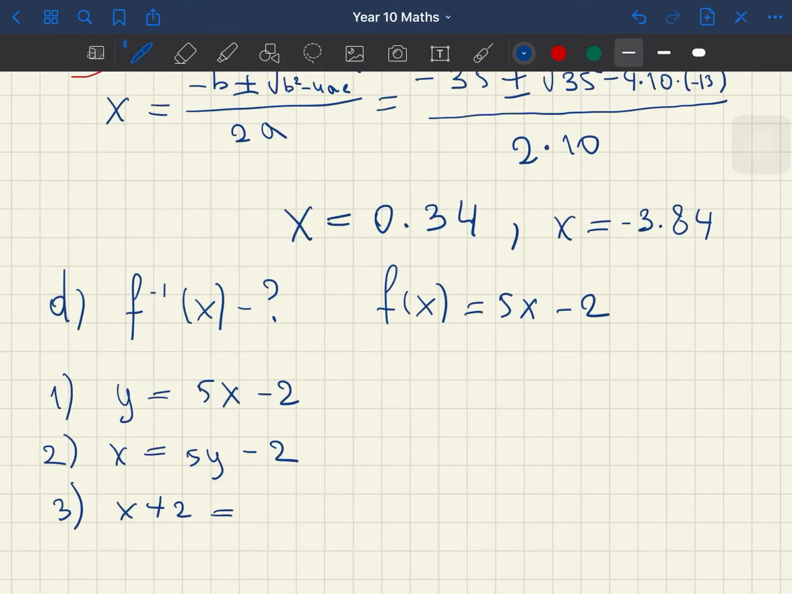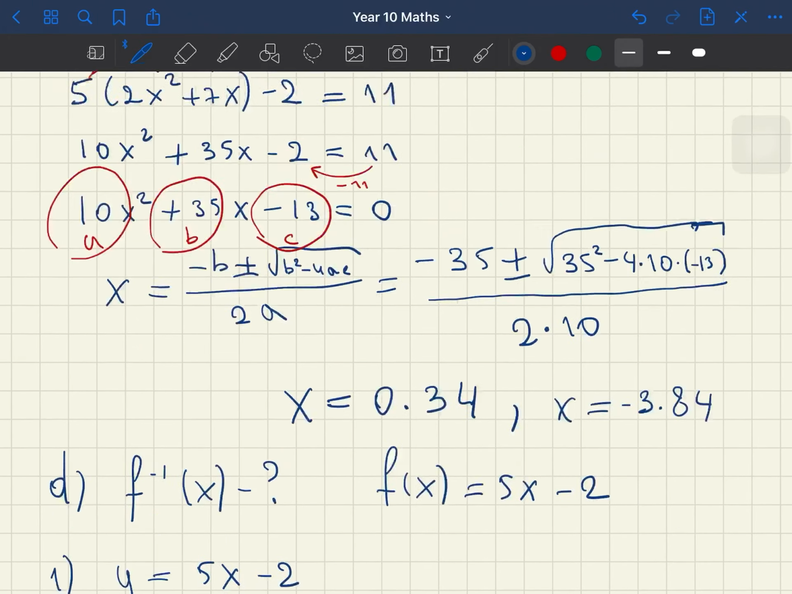x + 2 = 5y, so y = (x + 2)/5. So our f inverse of x equals (x + 2)/5.